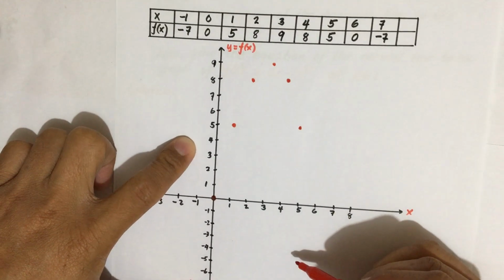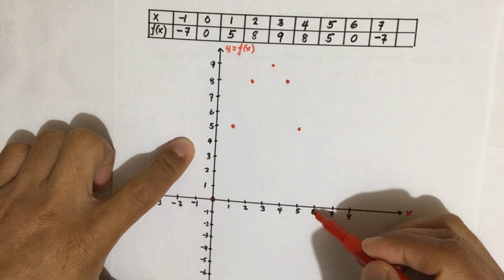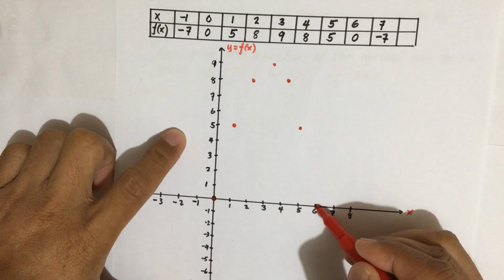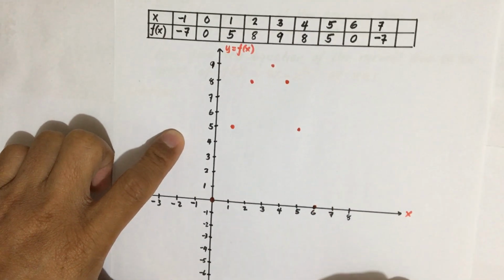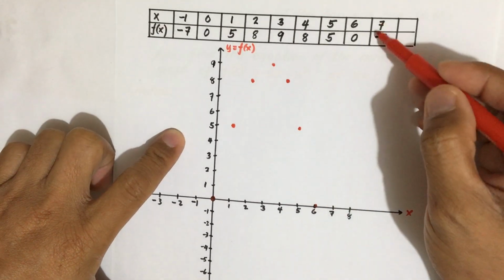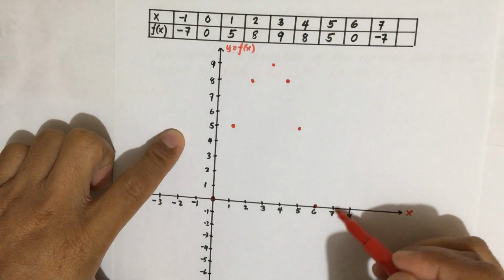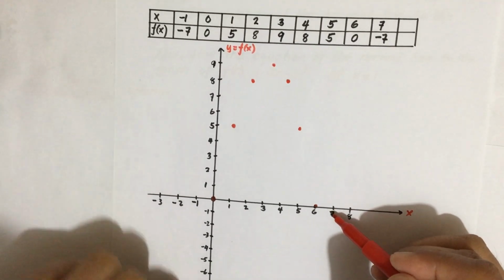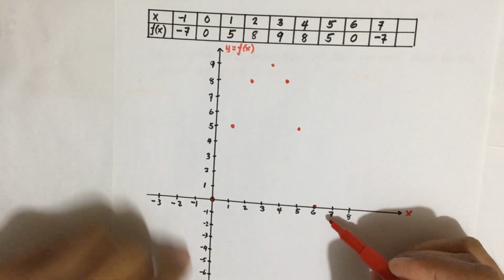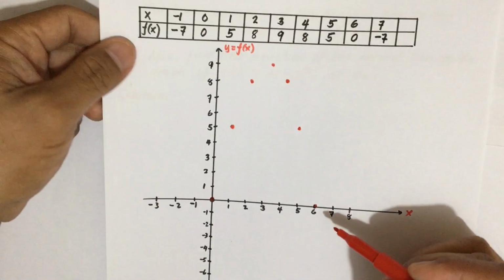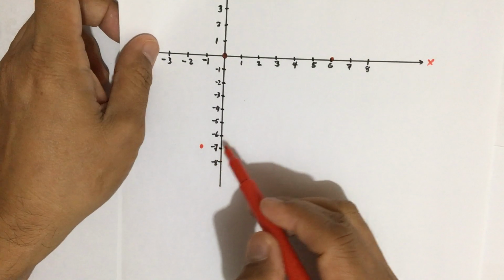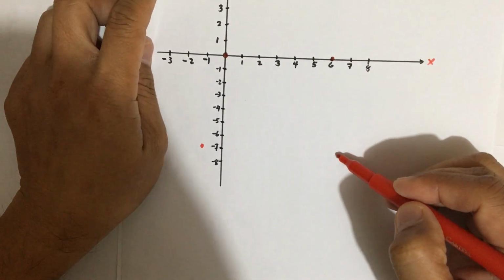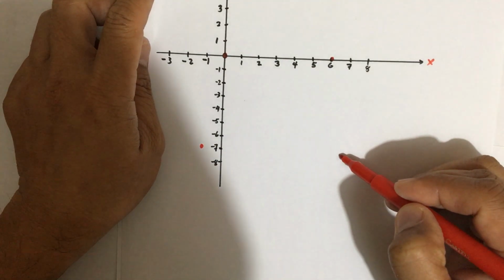When x equal to 6, f of x is equal to 0, so it's here. And when x equal to 7, our f of x is negative 7. So it's down here. Okay, so it's minus 7, somewhere here.